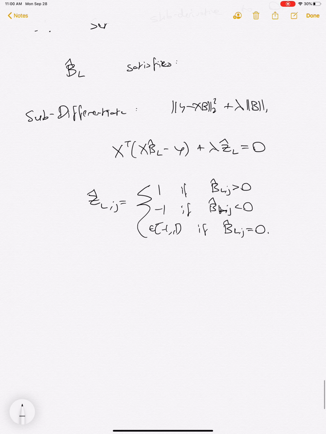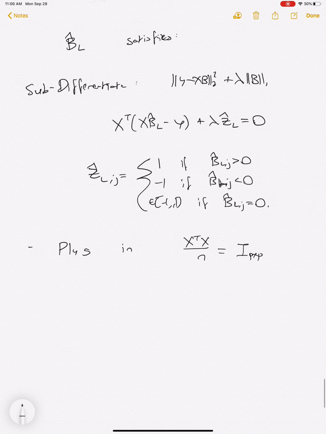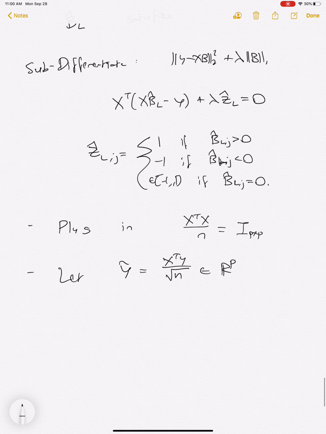And so now what we're going to do is use our assumption, which is going to be very useful. So x transpose x over n equals I p by p. And I'm also going to introduce this notation here. So let y tilde be x transpose y over square root of n. So this is actually in R to the p. So we're moving y into this data domain. And why are we doing that?